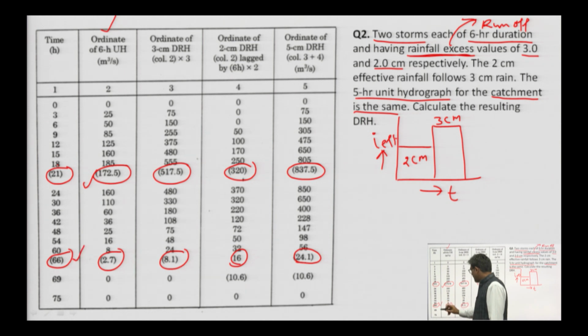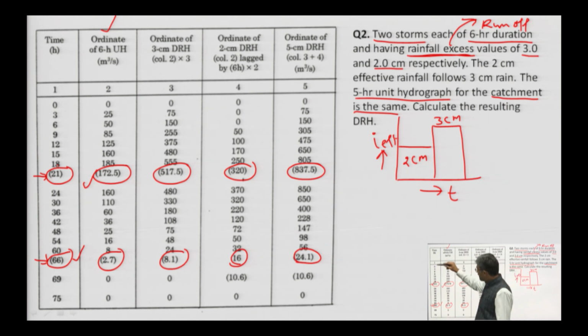Similarly, at 66 hours duration, we get 2.7 meter cube per second after interpolating. These two values had not been given. So, why are we calculating this discharge?